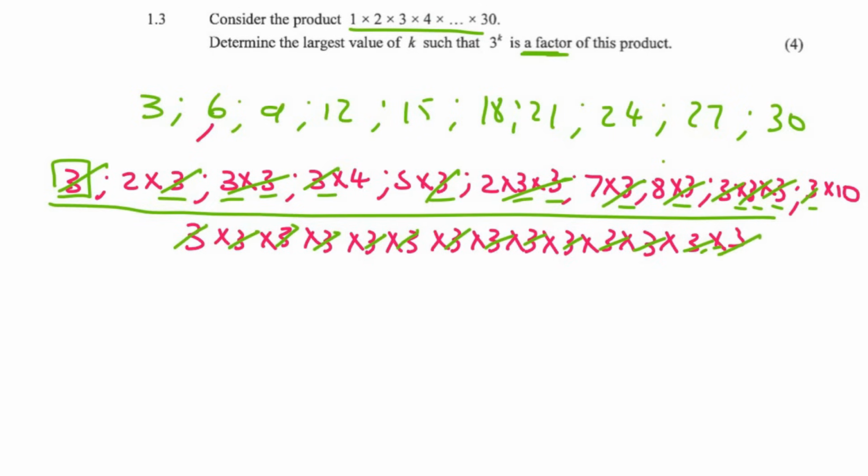And then if I had to add another 3, so like 3 to the power of 15, then all of a sudden there would be nothing that could cancel out this 3. And so it wouldn't work. So the maximum number would be 3 to the power of 14. I hope that makes sense.